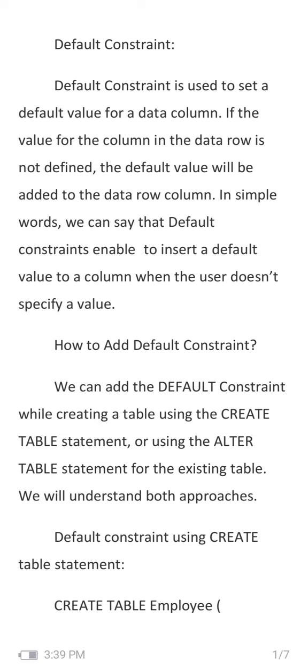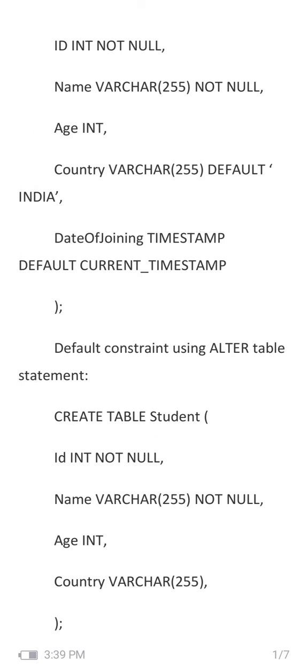Now, the default constraint is used to set a default value for a data column. If the value for the column in the data row is not defined, the default value will be added to the data row column. In simple words, default constraints enable inserting a default value into a column when the user does not specify a value. What it means is, when you create a table, for example here we have a table created. With the help of this example we can understand what a default constraint is.